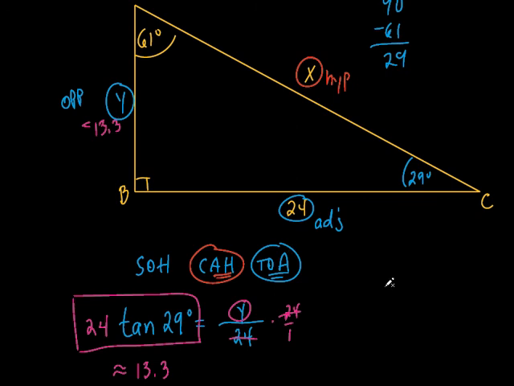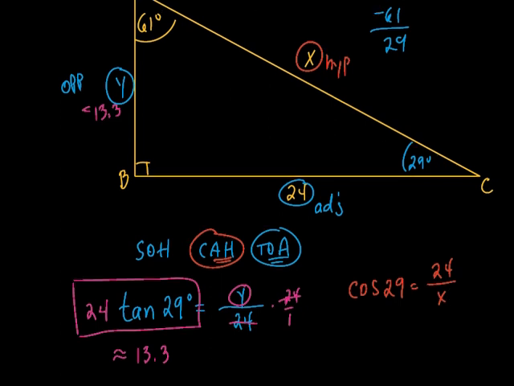So adjacent and hypotenuse. So let's do the same thing. We're going to use what? The cosine this time, not the tangent. We're using cosine because we got adjacent and hypotenuse. So let's use the cosine. We're still using the same angle. Cosine of 29 equals adjacent over hypotenuse. Which side is adjacent? 24. Over what? X, right, because that's the hypotenuse.